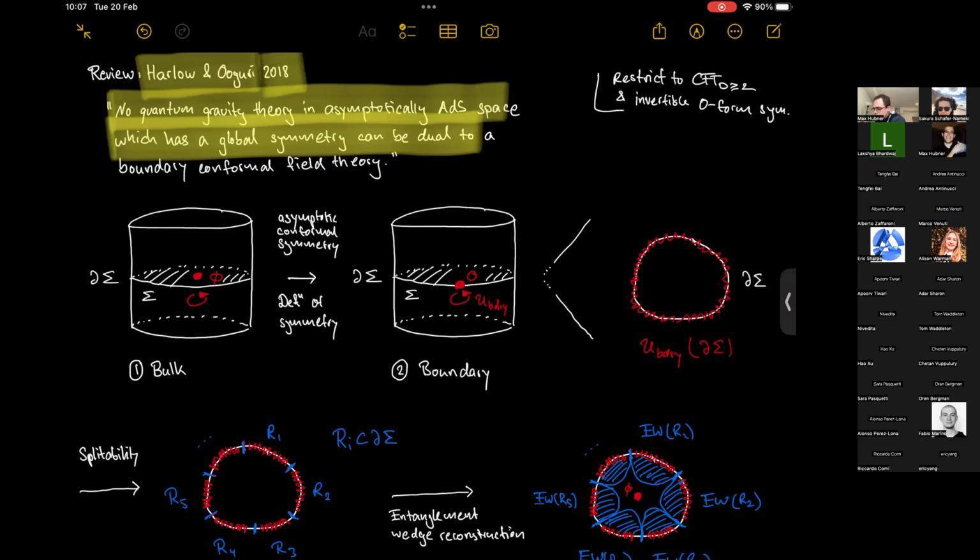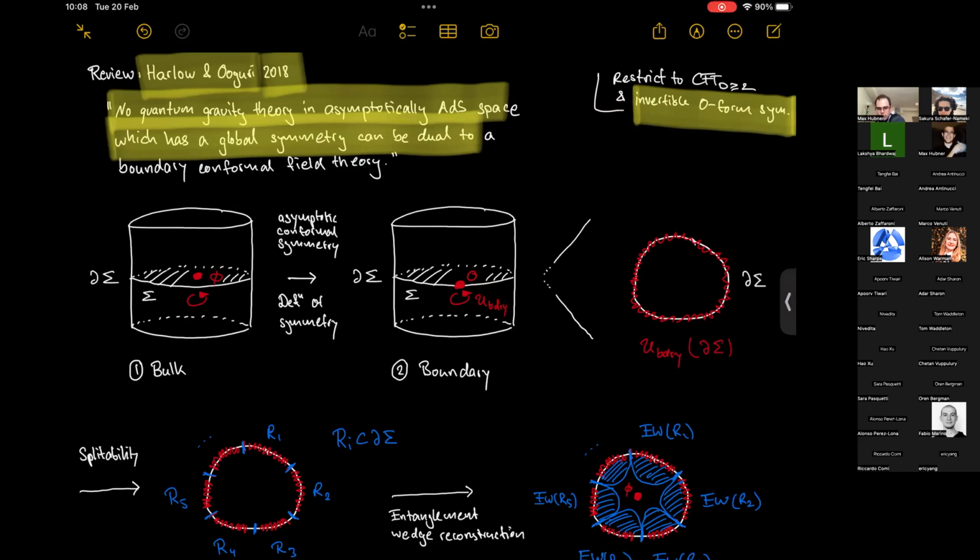Let me also say that in reviewing their material, I'm going to restrict to invertible zero form symmetries. And overall, I'm going to restrict to conformal field theories in dimension 2 or larger, with bulk systems in dimension 3 or larger, to avoid some issues with ensemble averaging.